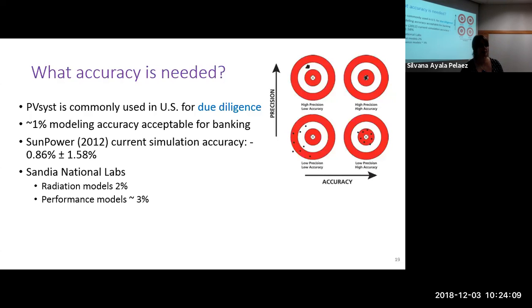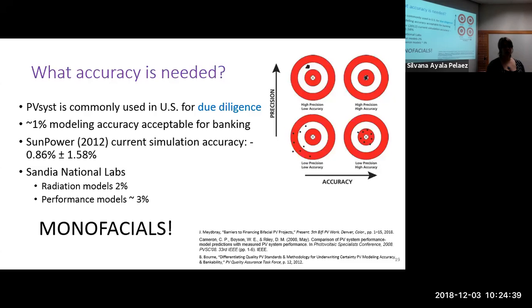And Sandia National Labs did a study too of this accuracy needed. And they actually broke this down into two parts, which we're gonna study in a little bit. One is a radiation model, that is the sun, how you model the sun in the sky. And they found that there's a 2% already of inaccuracy on that part. And then at the end of the performance model, that adds up to a total of 3%. But this is all for monofacials. Where are we with bifacials?